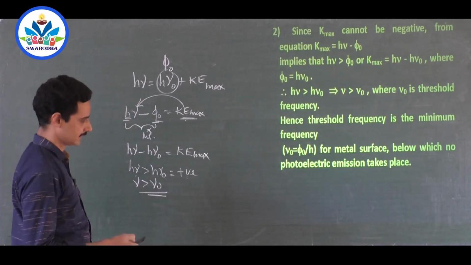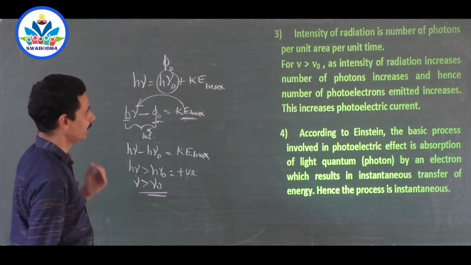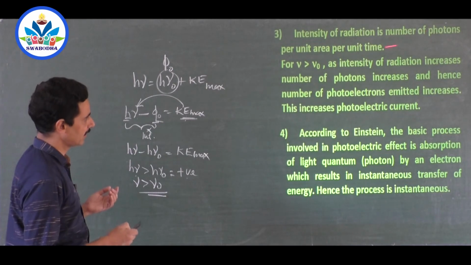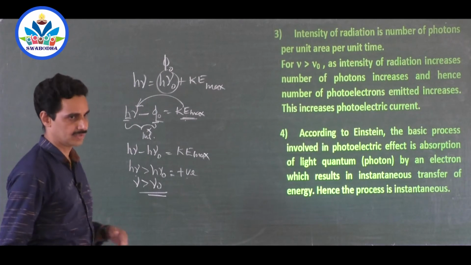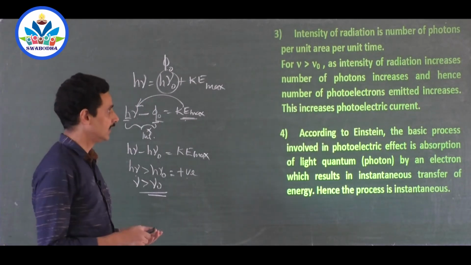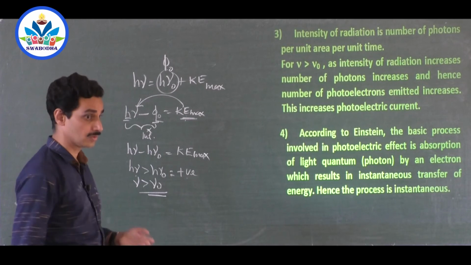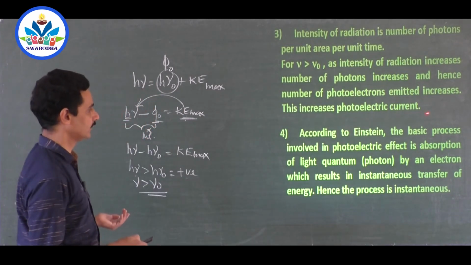And what else? Third one, intensity of radiation is the number of photons. That explanation I was giving from the beginning. Intensity of radiation is the number of photons per unit area, per unit time, for nu greater than nu naught. If the frequency is sufficiently large, as intensity of radiation increases, the number of photons increases, and the number of photoelectrons emitted increases, because each photon removes one electron, and this increases the photoelectric current.